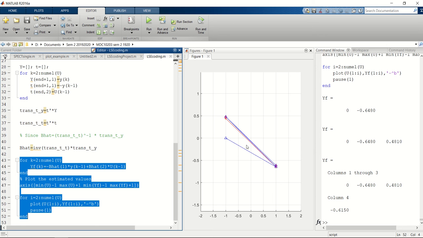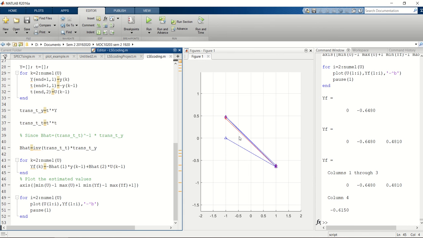See, we have 3 points instead of 4, because you start k equals 2, 3, and 4, right? So we have these values. This is the comparison between the data and also the estimated line that we have from this, right?